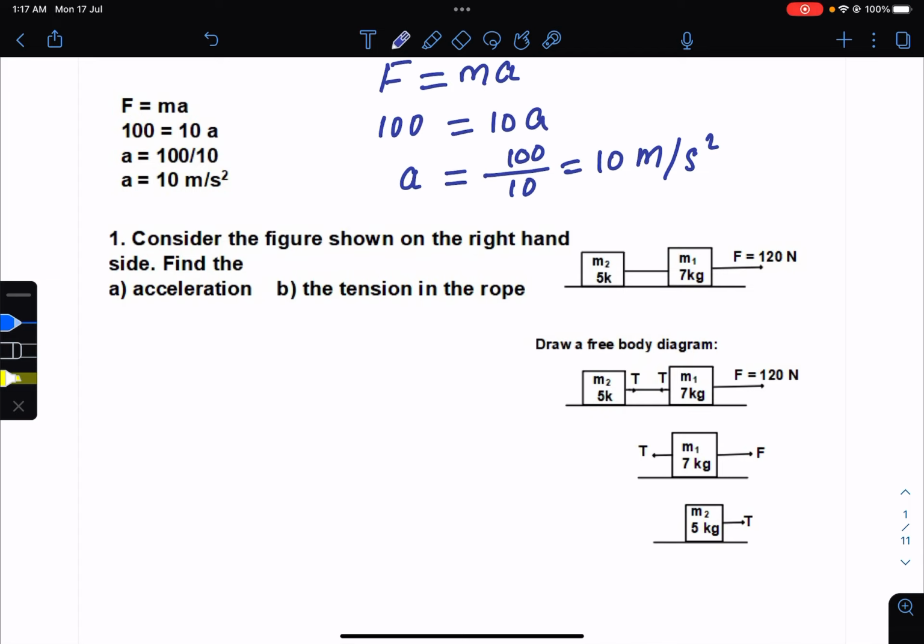Okay, let's look at the free body diagram of this system. Here is M1, which is 7 kg, and this one is M2, which is 5 kg, and they're connected by this rope.